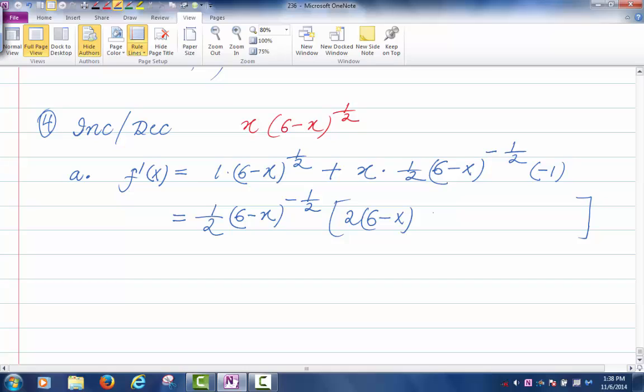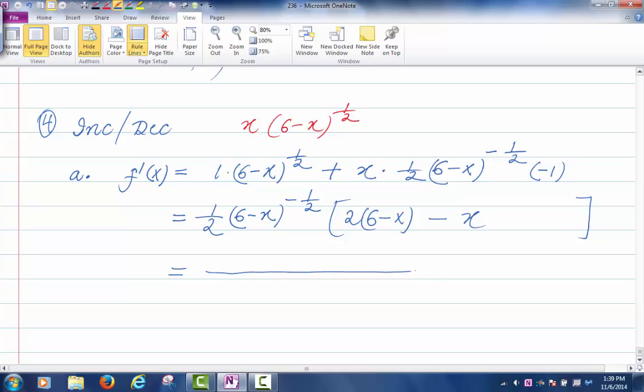And from the second term, I have a negative 1 here, so let's make this guy a negative. So I'll get negative because of that negative 1. And now I factored out half, so that's fine. And I factored out 6 minus x to the negative half, so all I really have is just x left, right? Is that okay? So now, let's simplify this.